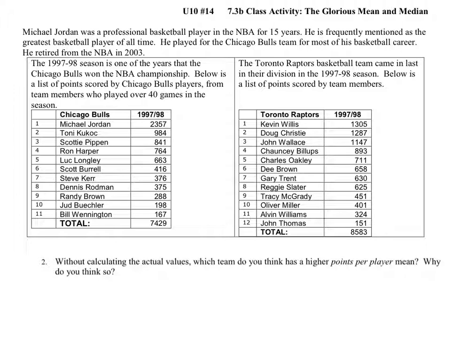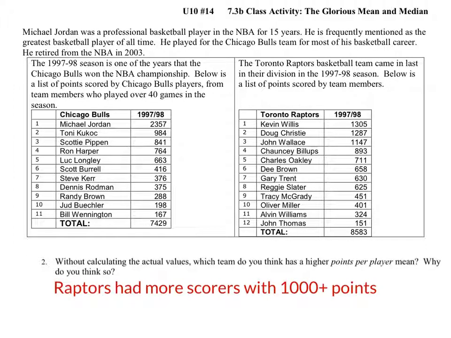Without calculating the actual values, which we will do, which team do you think has the highest points per player mean, or the average? Which team do you think averages more points for every one player, and why do you think that? Yeah, so I'd say probably the Raptors because they had more scorers with 1,000 or more points. So player for player, the Raptors have more players that have more points, even though old ball hog over here had almost twice as many as the Raptors' highest scorer, Kevin Willis.